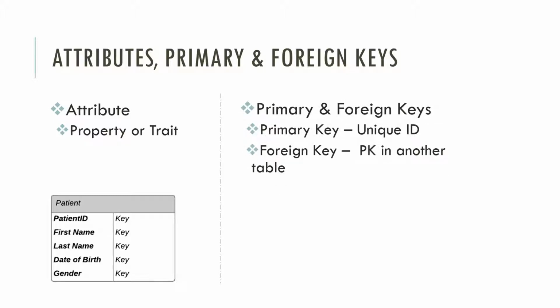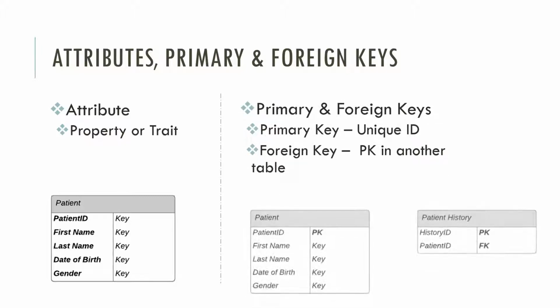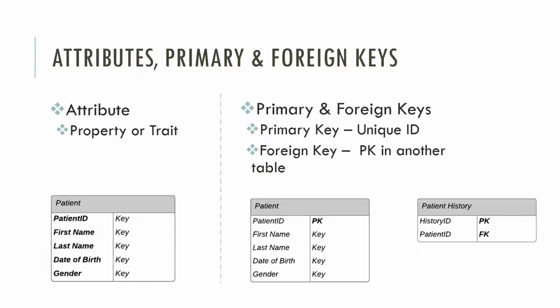Attributes can be designated as primary keys or foreign keys. As you can see here under the patient table, patient ID has been designated as a primary key. Under the patient history table, history ID has been designated as the primary key. A primary key is a special relational database table column designated to uniquely identify all table records. Primary keys must contain a unique value for each row of data and cannot contain null values.